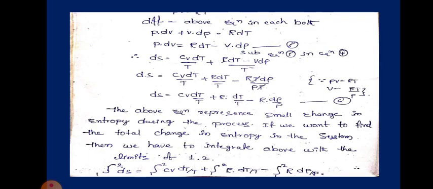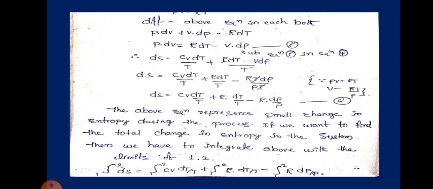Differentiate the above equation on each side, that is p dv plus v dp is equal to R dT. So therefore p dv is equal to R dT minus v dp. This is equation number 5. Therefore ds is equal to Cv dT by T plus (R dT minus v dp) by T.